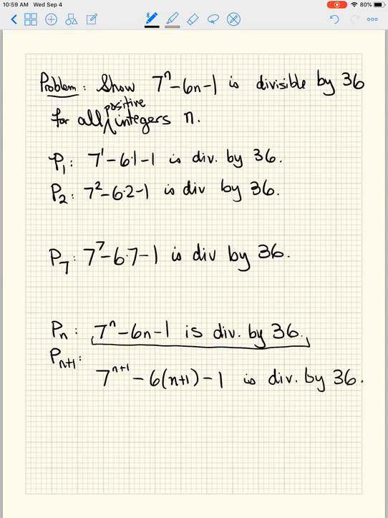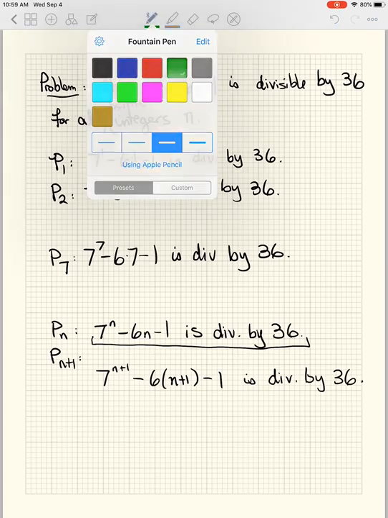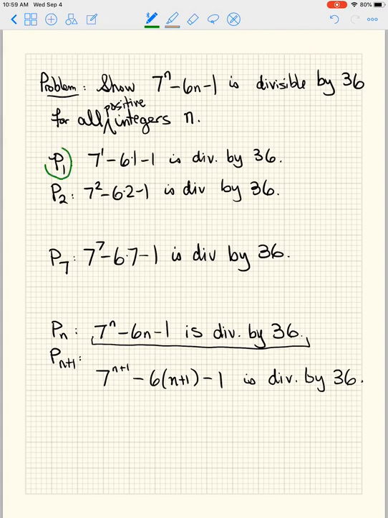And now remember our strategy in induction is that we're going to prove that P1 is true. We'll do that as a separate case. Right now we can look at it and see that this expression, 7 minus 6 minus 1, is going to be 0, and 0 is definitely divisible by 36. It's 36 times 0.